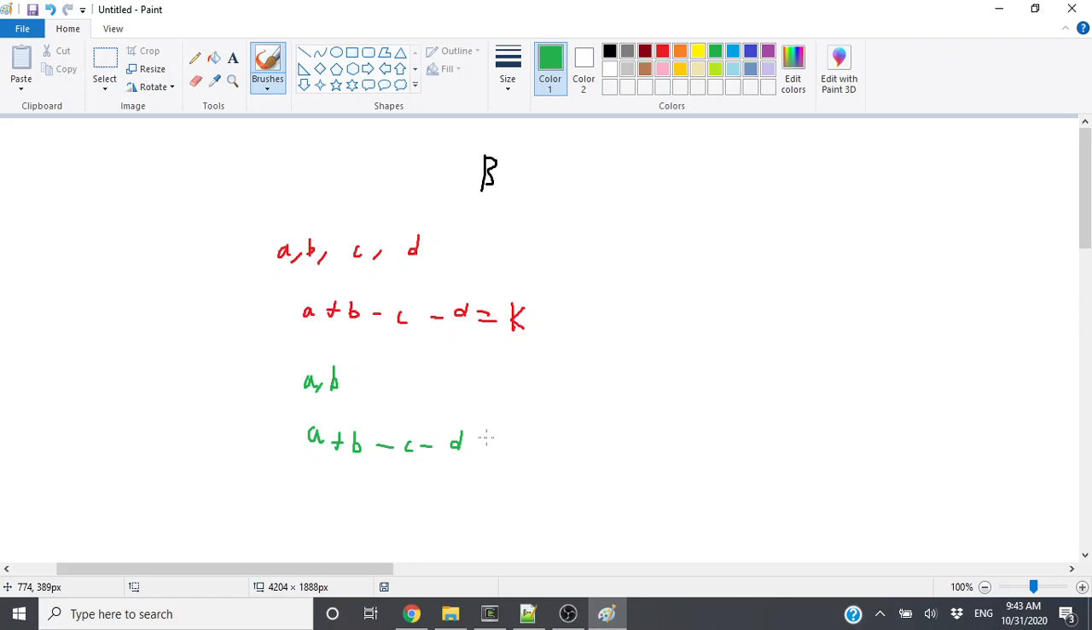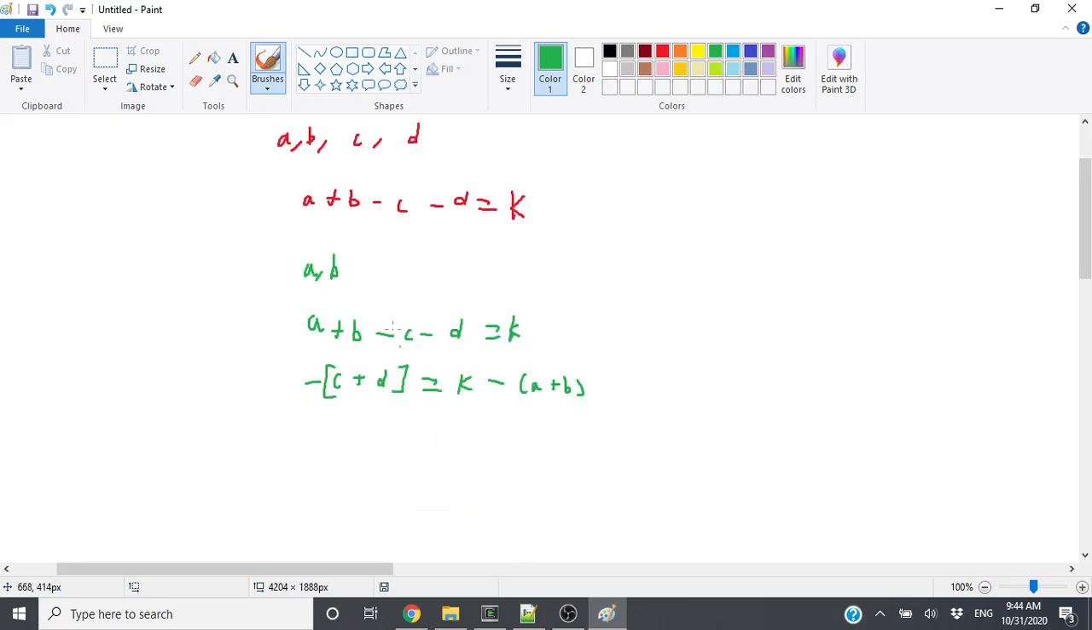Minus C minus D equals K. But A and B are fixed, so we have negative C plus D is equal to K minus A plus B, where A plus B is a constant because both A and B are fixed. And then we have that, so C plus D is equal to, let me be careful, just negate everything. Then we have A plus B, which is again constant, minus K.